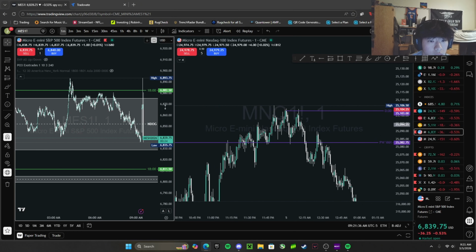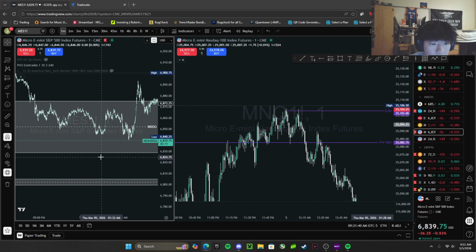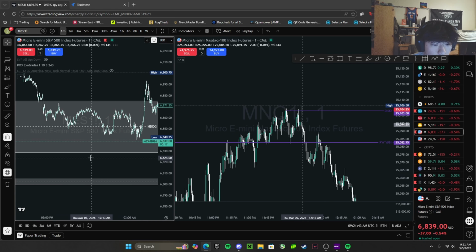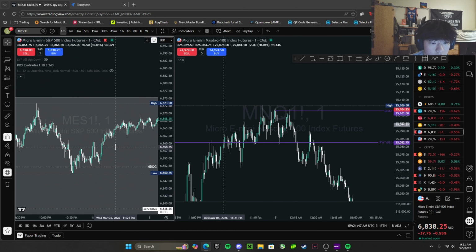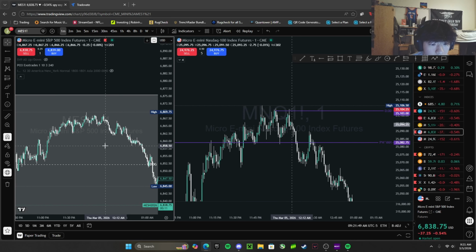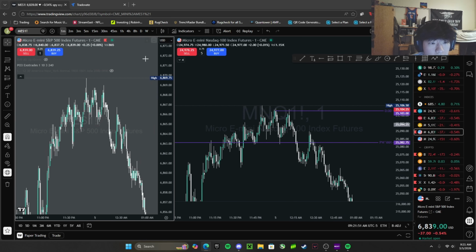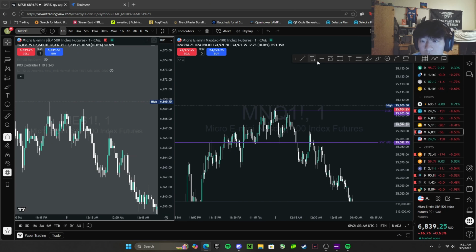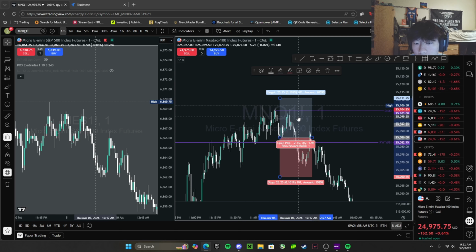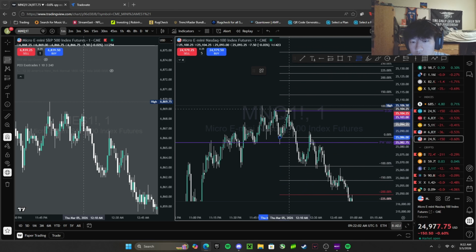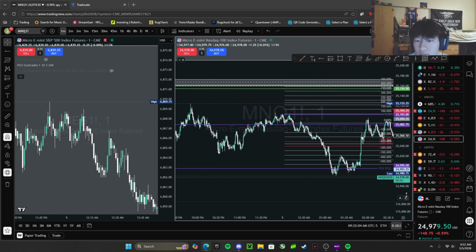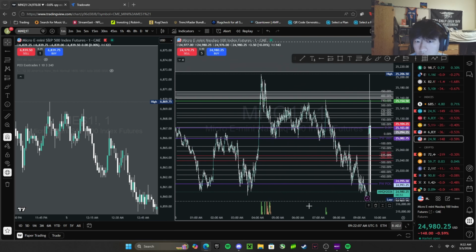And let's see, we have midnight open here as well. I want to see if there's a manipulation for us to put a standard deviation in. So we get our manipulation right here. Here's our manipulation, our standard deviation, I mean, for the day.